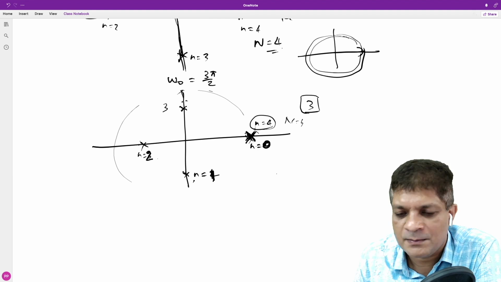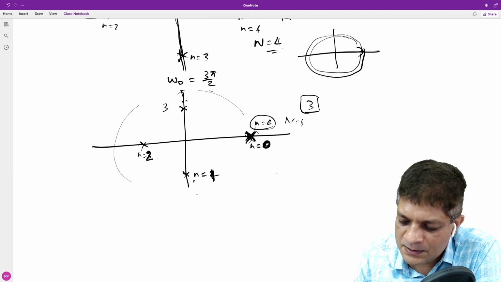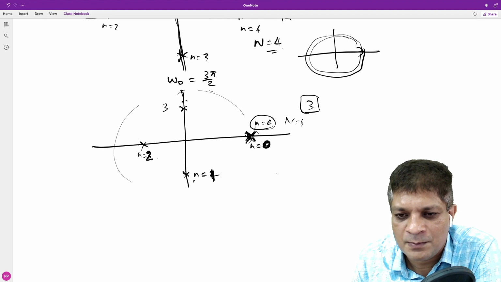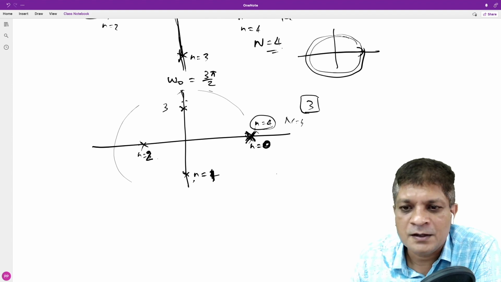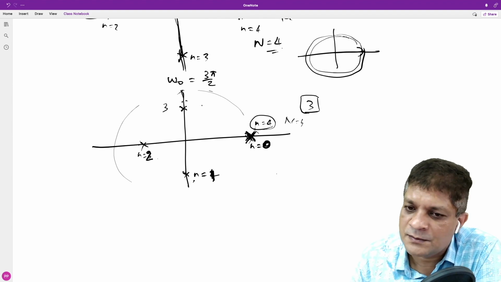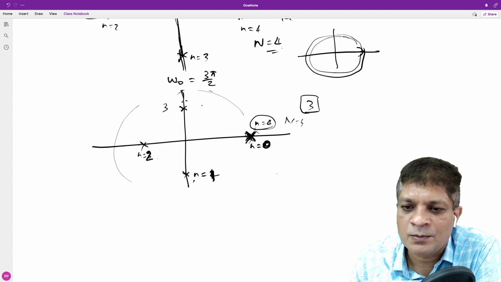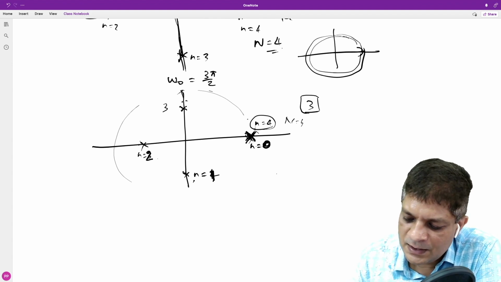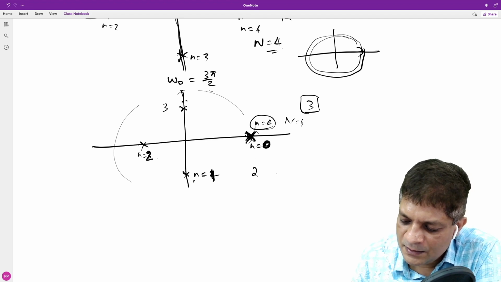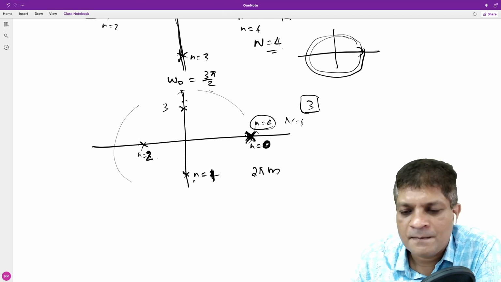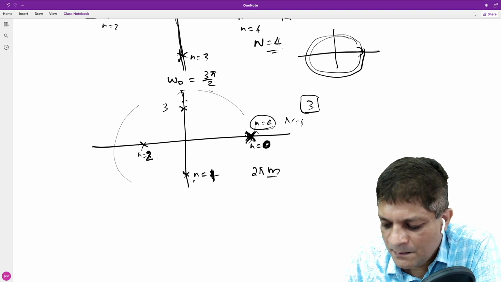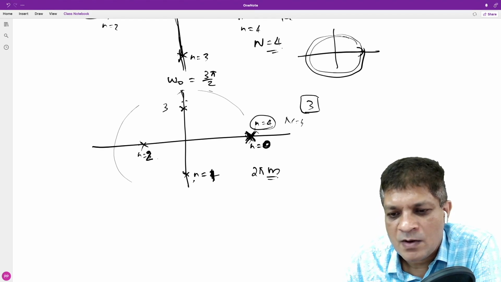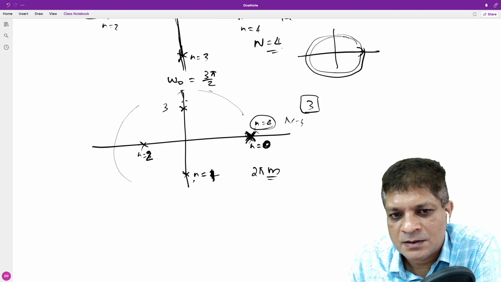If we are starting from here, after some samples it should reach here, the same point. Then we can say that it is a periodic signal. And we have seen that in the case of a discrete time signal, it may take more than one rotation. Now, can we say that if it reaches here, the angle is 2 pi, but it's the same? It is the number of rotations.